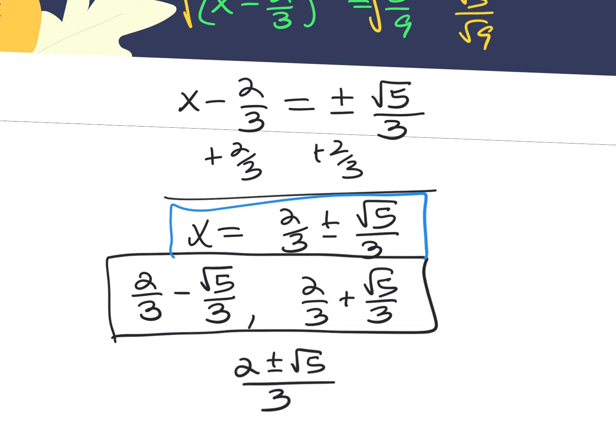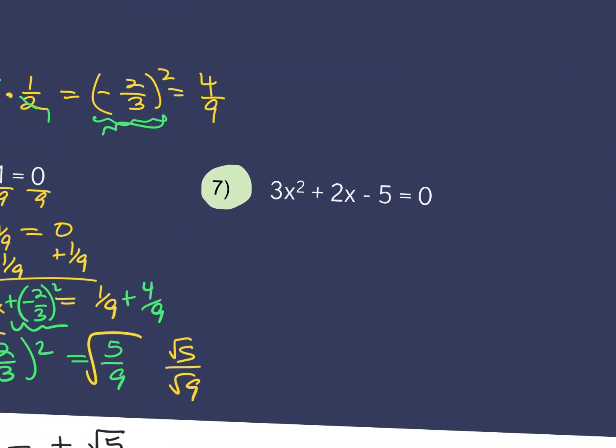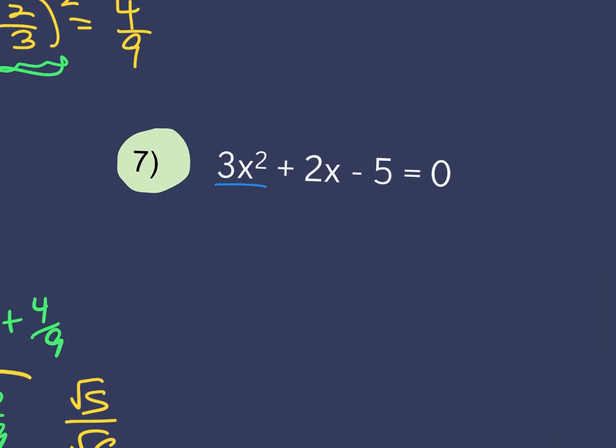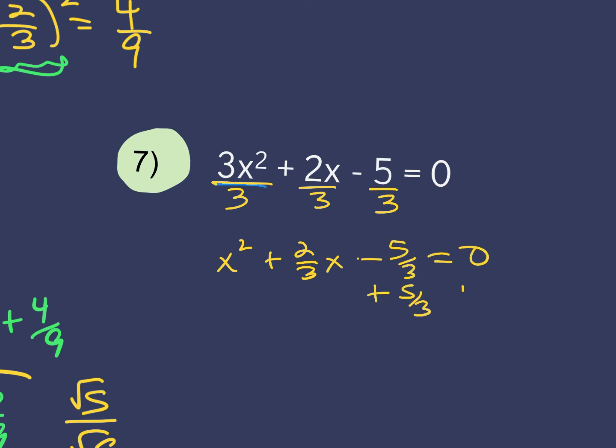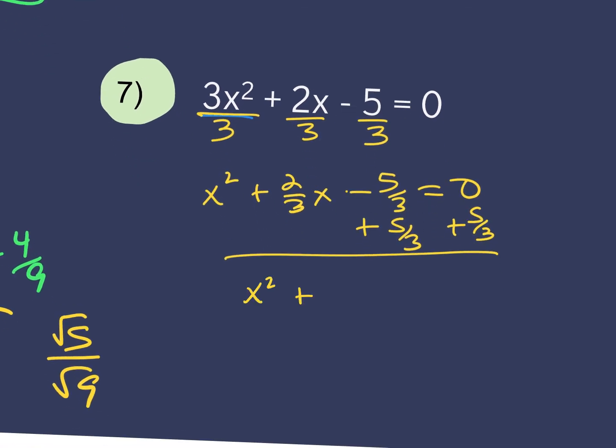All right, let's try the next one. It also has a coefficient in front of x squared, so I have to get rid of it. So I'm going to divide everything by 3. So then I am ending up with x squared plus 2/3 x minus 5/3 equals 0. Move the constant. Leave the blank space. So x squared plus 2/3 x, blank space, equals 5 over 3.